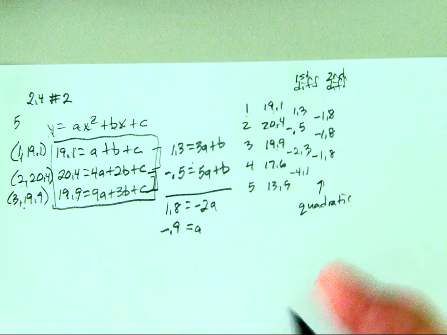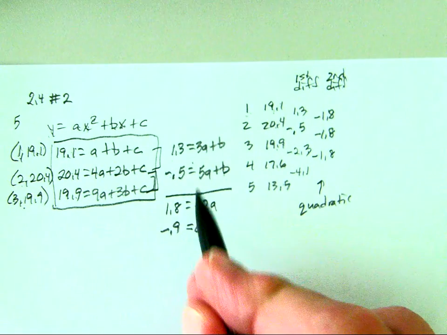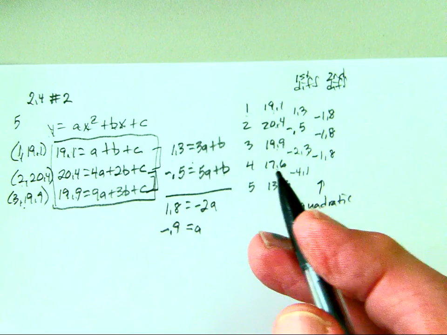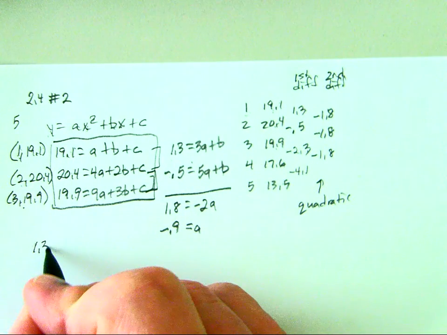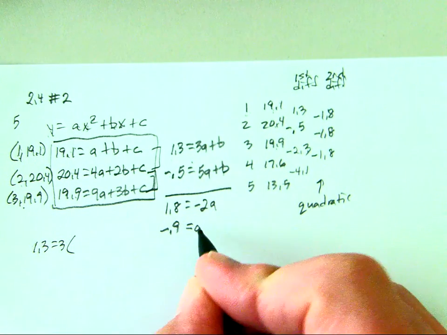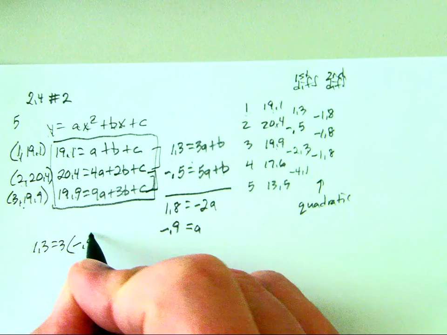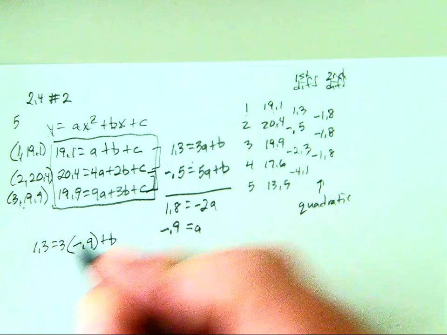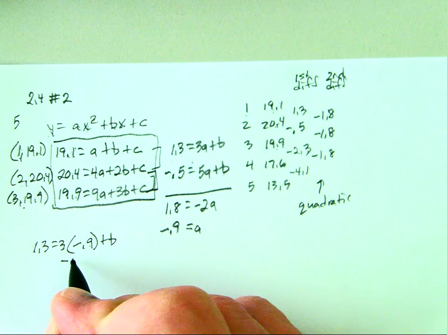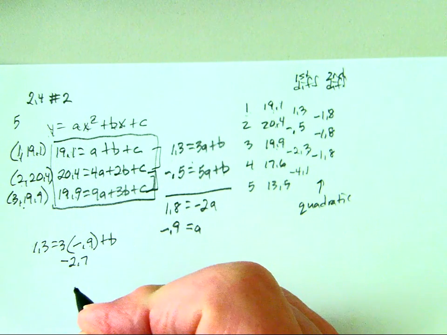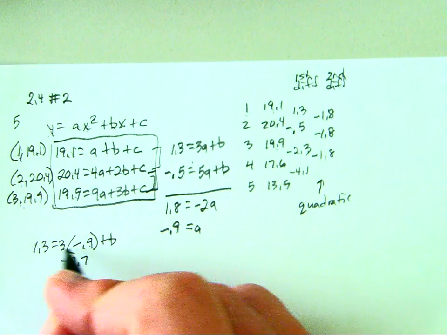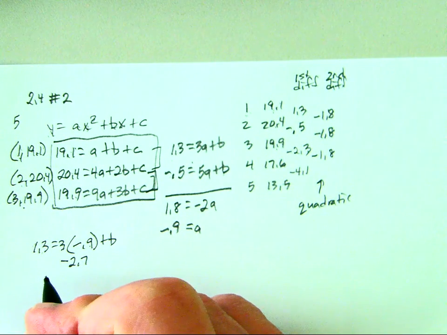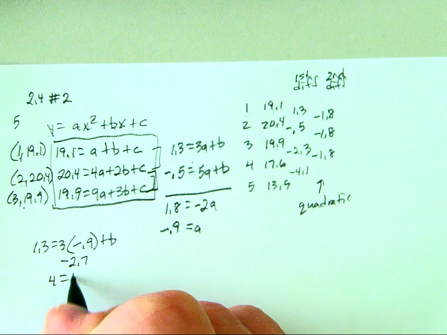Now we need to find b. Take that a and plug it into one of these two equations up here. It doesn't matter. Let's say we put it in the top one. We'd have 1.3 equals 3 times that negative 0.9 plus b. Well, that's a negative 2.7. So if I add that to the other side, that gives me 4. So b equals 4.